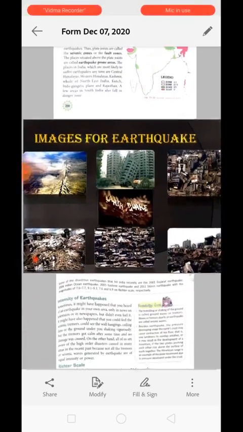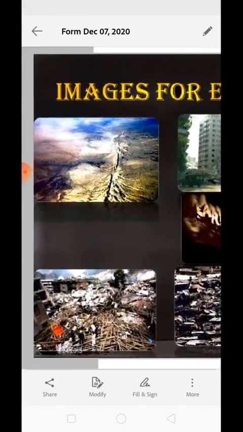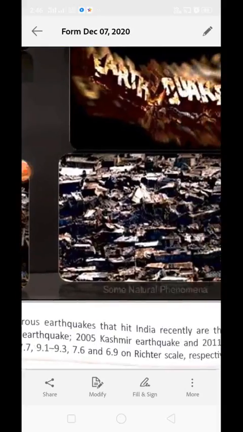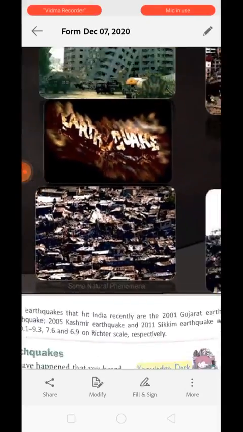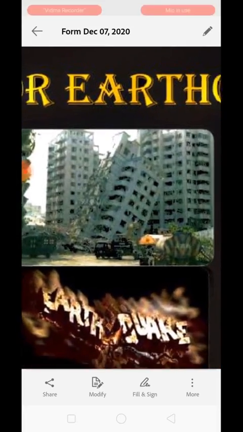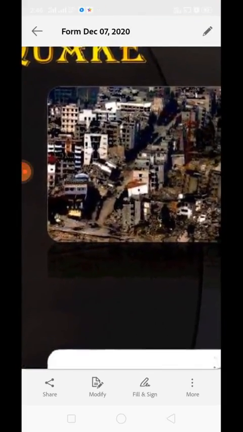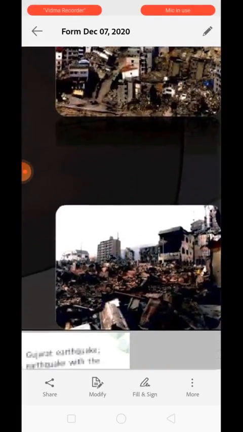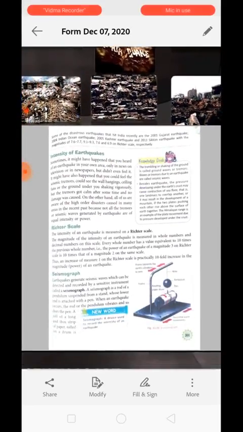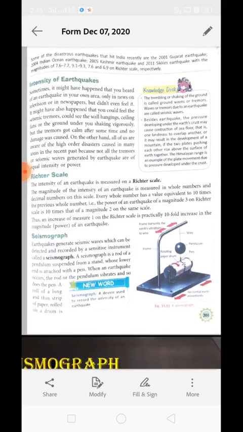Understood? You can see the image over here. The disaster caused due to earthquake, like this. These are all the disasters which happened due to the earthquake. All the buildings get broken down, and you can see this, a tall building is falling down just because of the earthquake. See, it was a total disaster. You can clearly have a look at what the earthquake causes in our land.